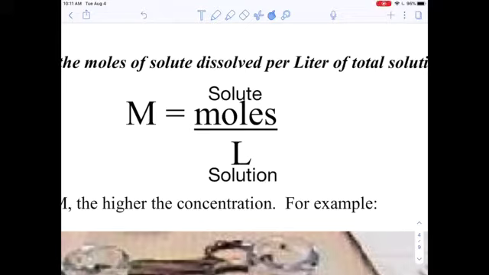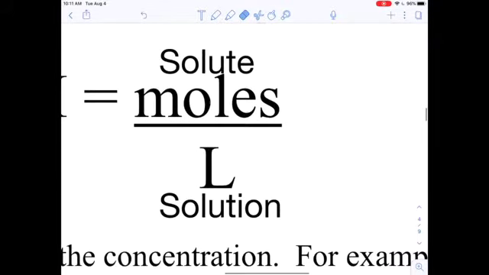Today we're going to talk a little bit about molarity. Molarity is a unit of concentration. It tells you how much of a particular substance is concentrated into a solution. So molarity has the symbol M, which stands for molarity, right here. And molarity is, technically speaking, the moles of the solute per liters of solution.